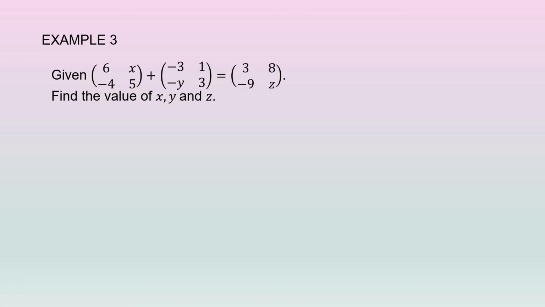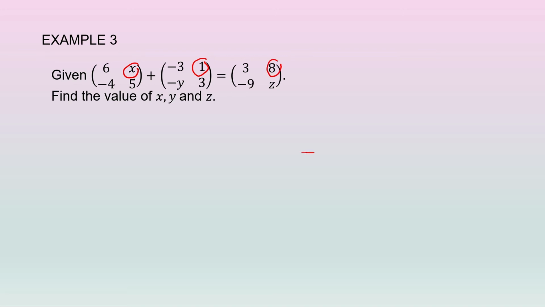Now let's go for the third example. Now we have unknowns in the question. Given the matrix 6, x, negative 4, 5 plus negative 3, 1, negative y, 3 is equal to the matrix 3, 8, negative 9, z. Find the values of the unknowns x, y and z. For this kind of example, you don't have to calculate all elements in the matrices. Just solve the elements that involve the variables needed. For example, here we have x. So x will add with the second element, in the first row, second column.